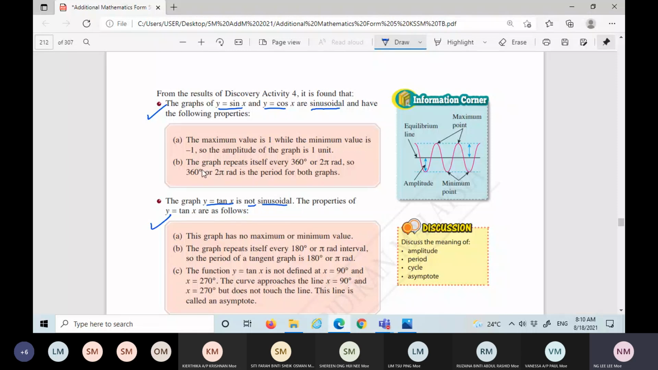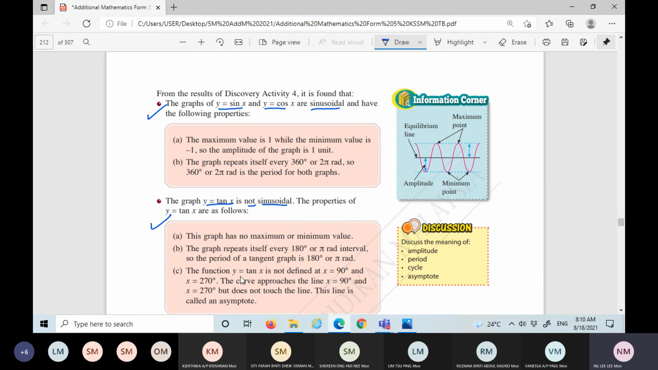Then number 2b, the sine x and cos x graph. The graph repeats itself every 360 degrees or 2 pi radians. So 360 degrees or 2 pi radians is the period of both graphs. Then for the tangent graph, the graph repeats itself every 180 degrees or pi radian interval. So the period is 180 degrees or pi radians. This is a difference between these two.